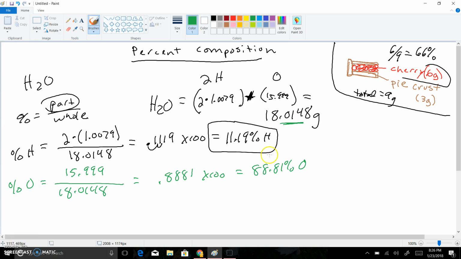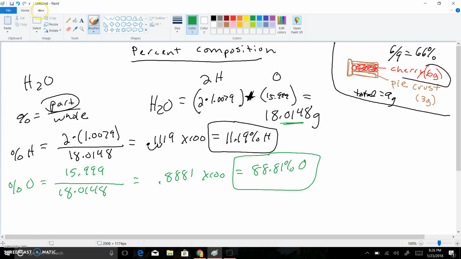88.81% is oxygen. So right there I know that of a mass of water, if you had a mass of water, 88% of that mass would come from the oxygen atom, and 11% of the mass would come from the 2 hydrogen atoms. That right there is percent composition of water.